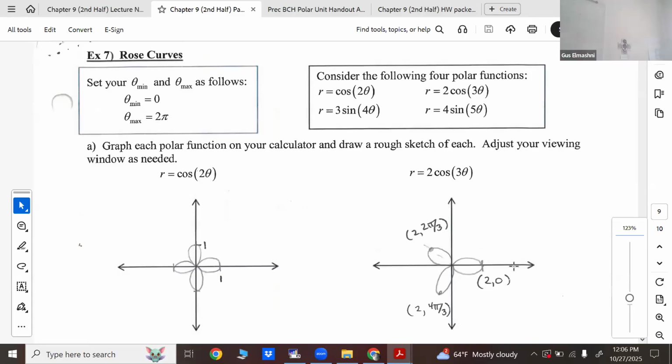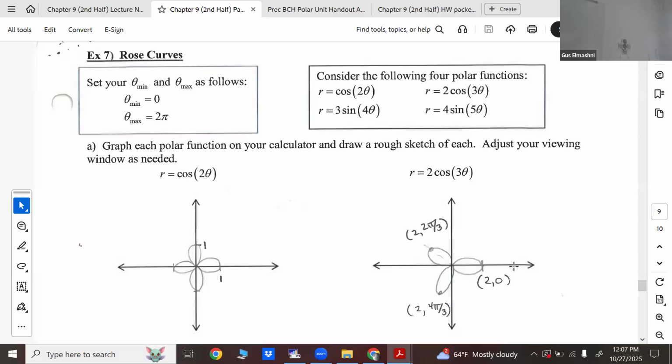Wow. Okay. So now, this is where it gets a little funny. If the coefficient of theta is even, you'll double the number of petals. So notice I have cos 2 theta, and that generated 4 petals. But when I have 2 cos 3 theta, that only generated 3 petals. So if you have an odd number in front of theta, you'll have that many petals. If you have an even number in front of theta, double that number will be the number of petals. Also, the first petal is always on the polar axis.